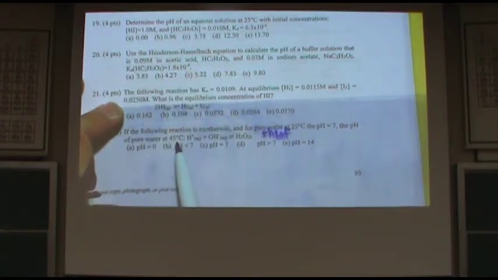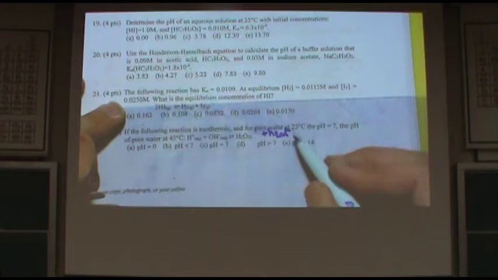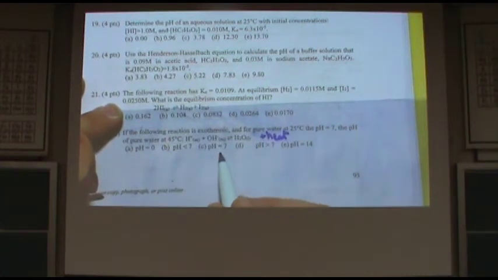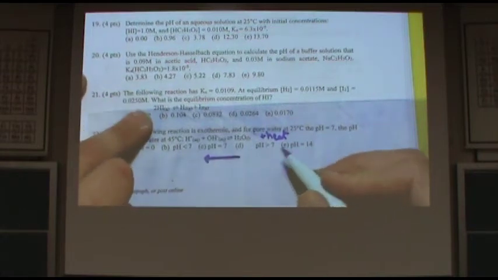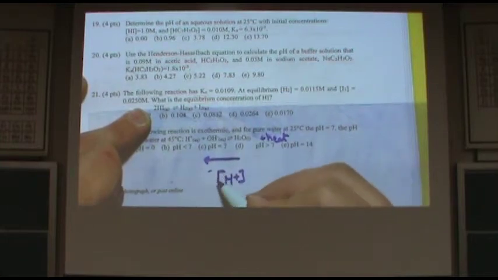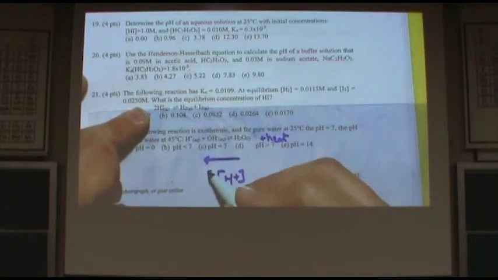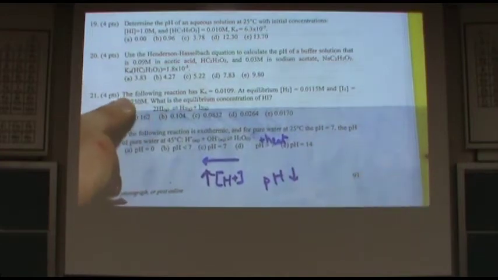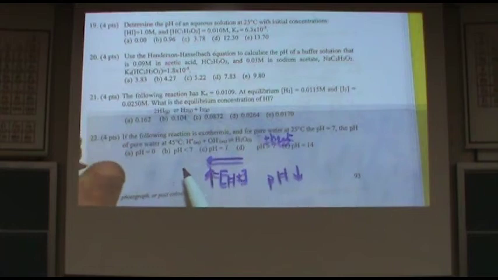Okay, the pH of pure water at 45. The following is exothermic, and for pure water, pH is 7. So I'm increasing the temperature to get to 45. This will shift this reaction, which way, right or left? Left. That will make the H3O plus go up or down? Up, and that'll make the pH go up or down? Down. So expect it to drop below 7, probably B.